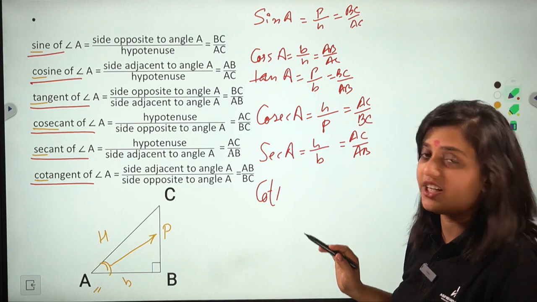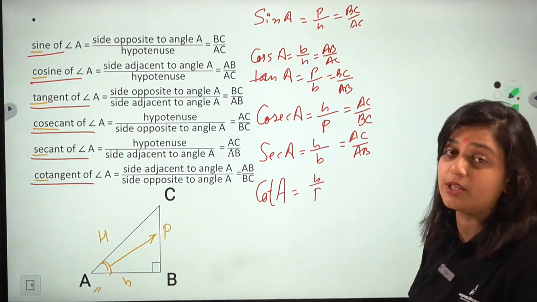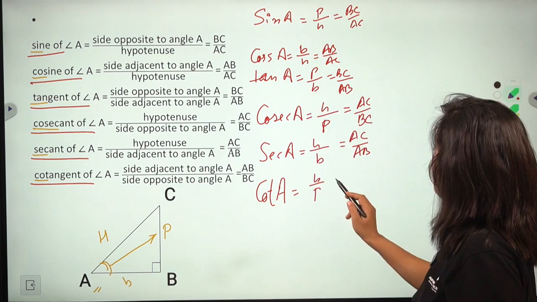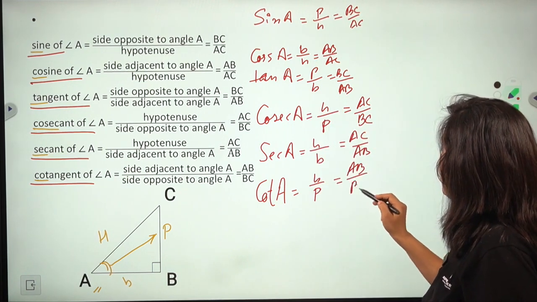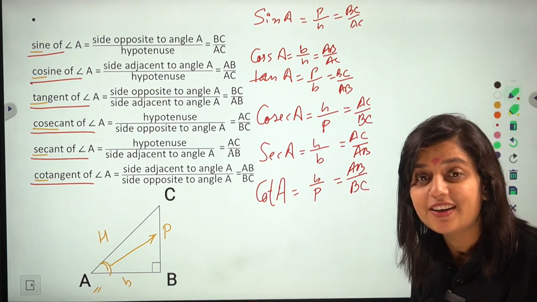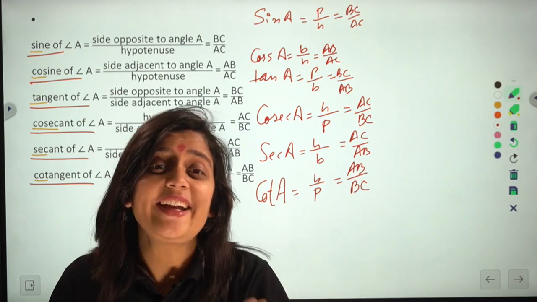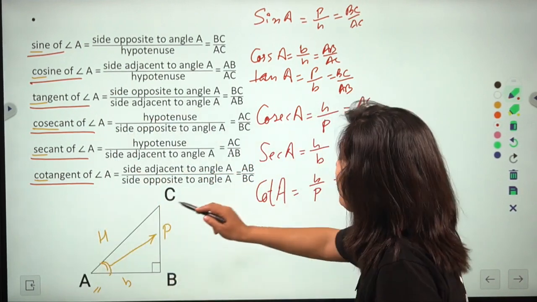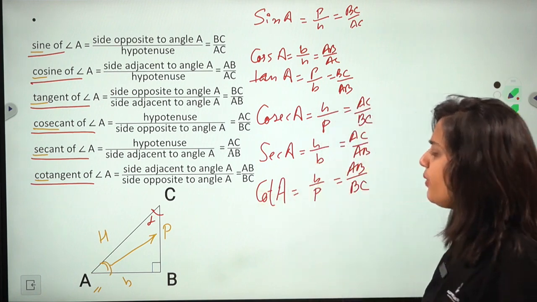And the last one is cot A. No need to write cotangent, just write cot A, which is equal to B by P. It is just the reciprocal of tan A. So it will be AB by BC. Clear?